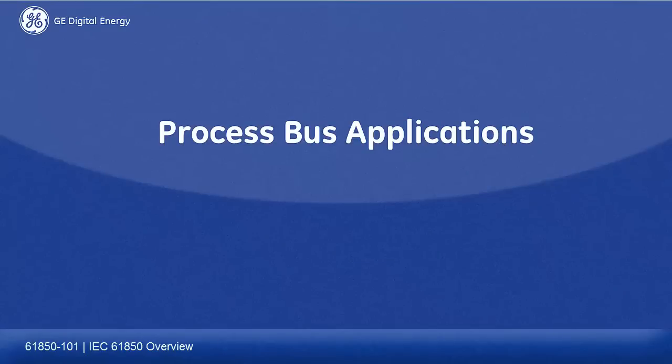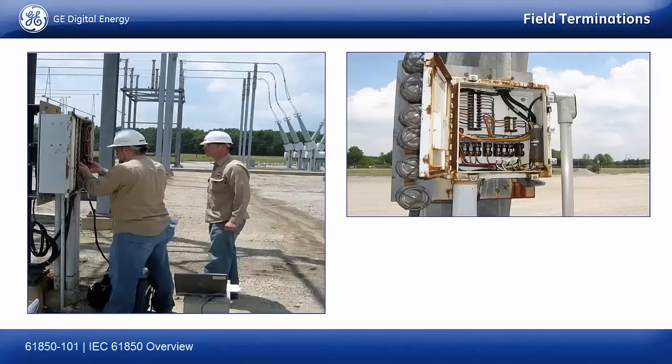So I want to talk a little bit about process bus applications because this is another place where there's a lot of value, right? The value in process bus applications is in field wiring and field terminations, particularly in transmission, where we spend a lot of time mucking about with field wiring, right? We install breakers and CTs. We have to pull all these multi-conductor copper cables and install them. And here they are, installed on our system.